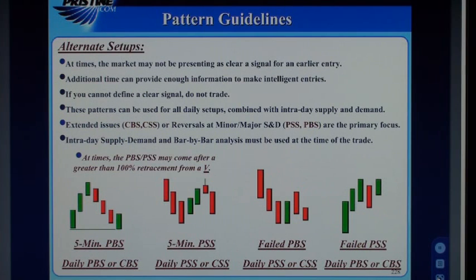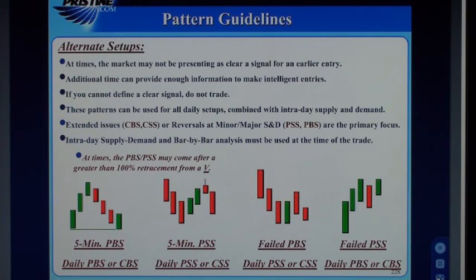Here are alternate setups. It says at times the market may not present a clear signal to you for the earlier entry, or you just may not be comfortable entering with that earlier entry. So additional time can offer you more information for making a better decision. So again, starting with the daily setup, a PBS or a climactic CBS, a 5-minute pullback forming a pristine buy setup would provide us an entry. With the daily sell setups, PSS or climactic sell setup, waiting for a 5-minute PSS would give us an entry.